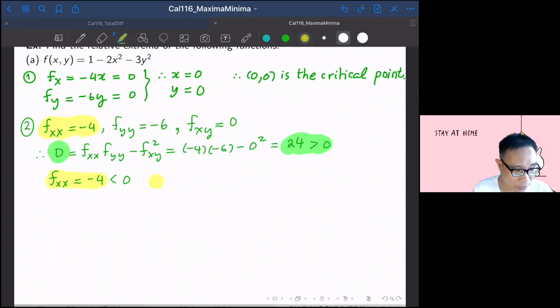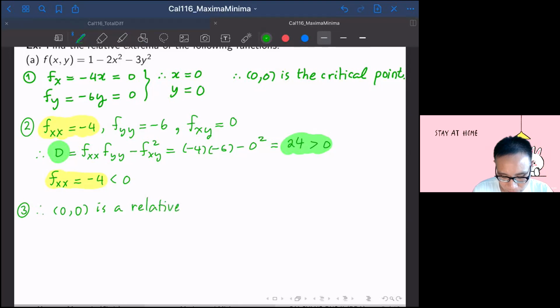So the conclusion here will be the third step: (0, 0) is a relative maximum. Okay, so it's going to be a relative maximum, and that comes from the second derivative test.